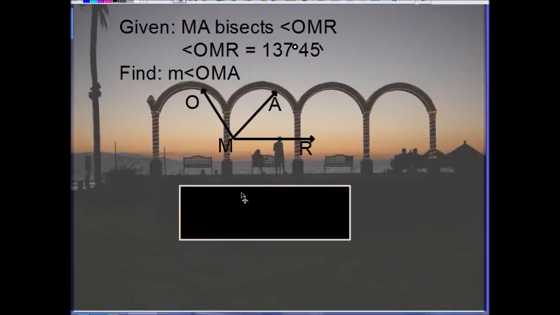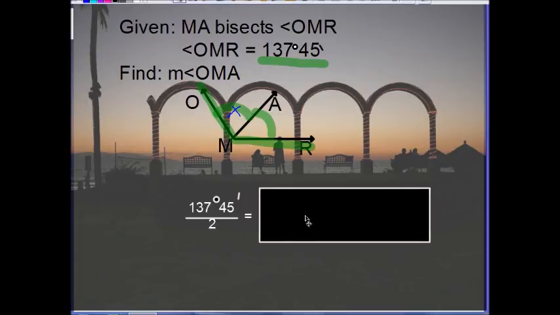For my last example, we're given that MA bisects angle OMR. So here's angle OMR, and it's being divided into two congruent angles. We're given that angle OMR, the big angle, is 137 degrees 45 minutes. We want to find the measure of angle OMA, one of these smaller angles. What we need to do here is divide that angle by 2. Press pause and let's see what you can do.